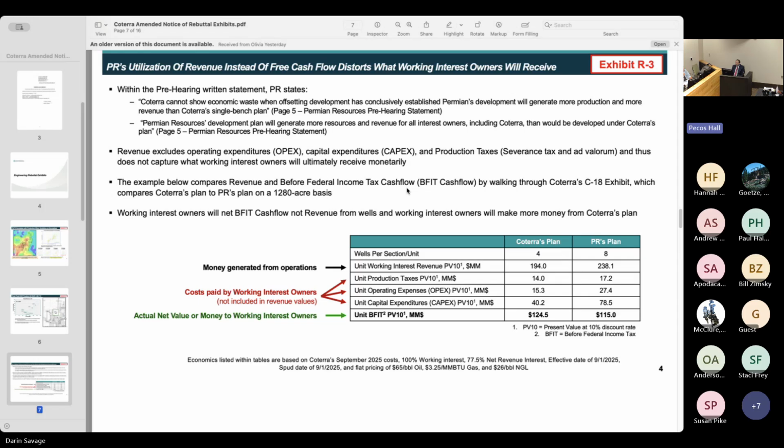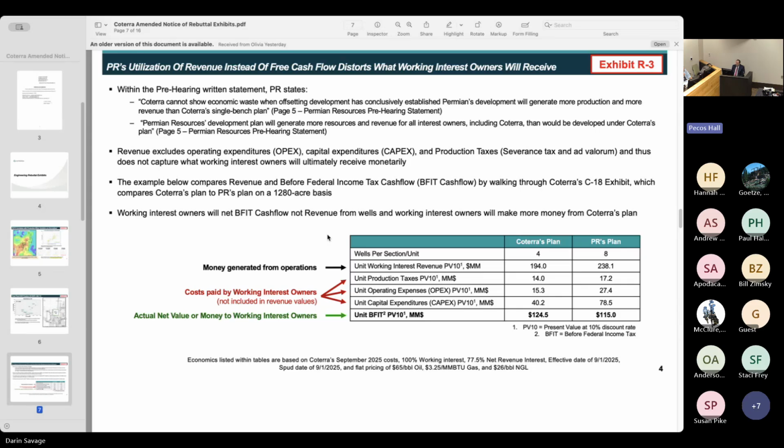Yes, R3 is important because it walks through an example of looking at revenue versus looking at an economic metric that accounts for revenue and the total costs that the wells observe. In Permian's pre-hearing statement, they reference a couple of times revenue being a reason why all stakeholders would benefit from Permian Resources' plan. But revenue doesn't include operating expenditures or capital expenditures or production taxes that the working interest holders would observe.